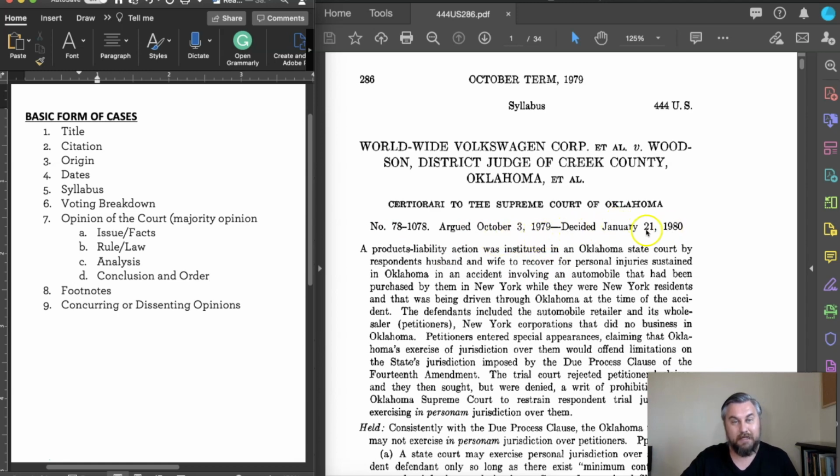But it was decided, and the important decision date is this one, when it was actually rendered, when the Supreme Court delivered their opinion and said this is what the holding is.